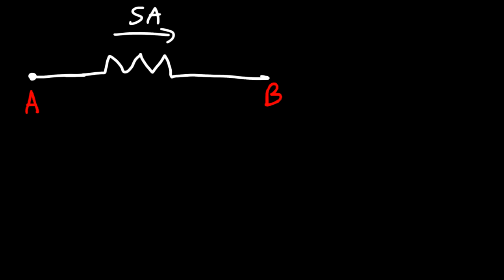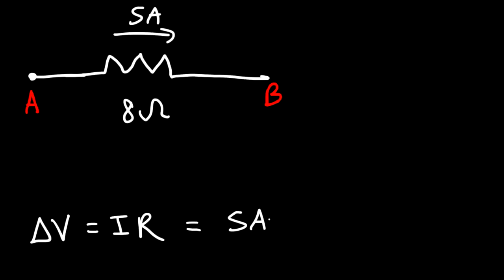Let's say we have a resistor, and let's call this point A and point B. And we have a current of 5 amps flowing through the resistor, and let's say it's an 8 ohm resistor. What is the voltage across the resistor? So the voltage, which let's write as delta V, based on Ohm's law, is equal to IR. The current is 5 amps. The resistance is 8 ohms. 5 times 8 is 40. So the voltage across points A and B is 40 volts.